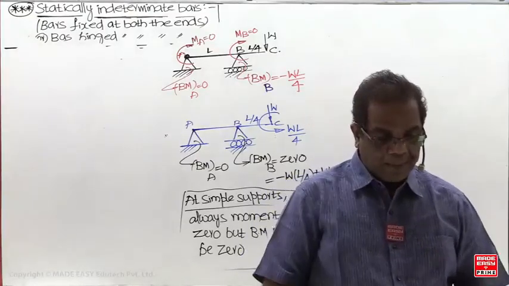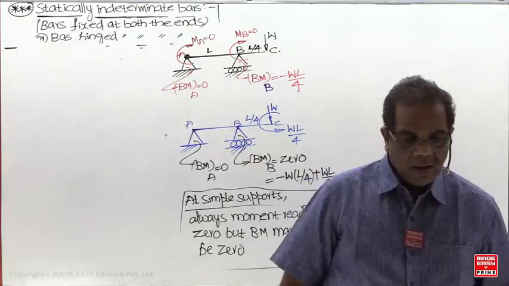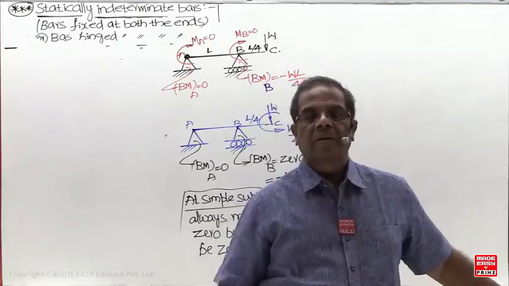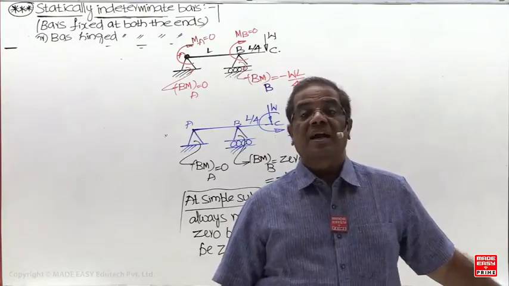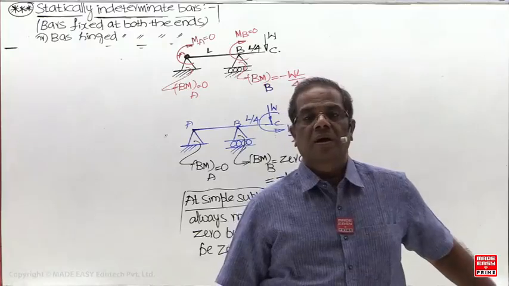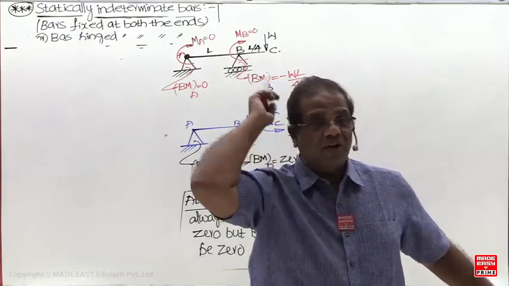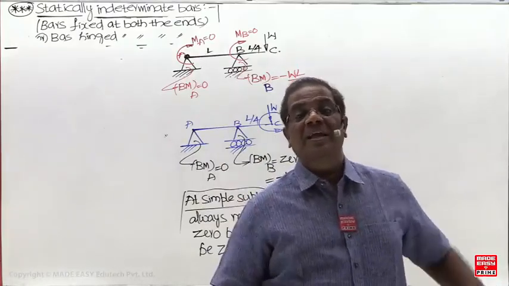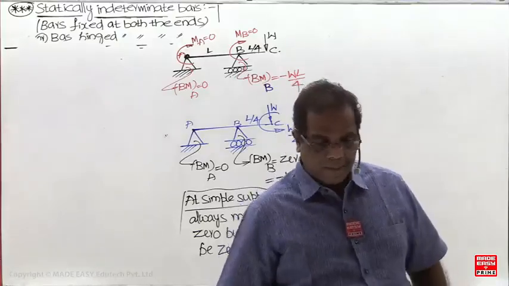So how to decide the type of support? When axial motion is permitted, simply take it as a roller support. When only rotation is permitted, it is a hinge support. When rotation is restricted, it is a fixed support.